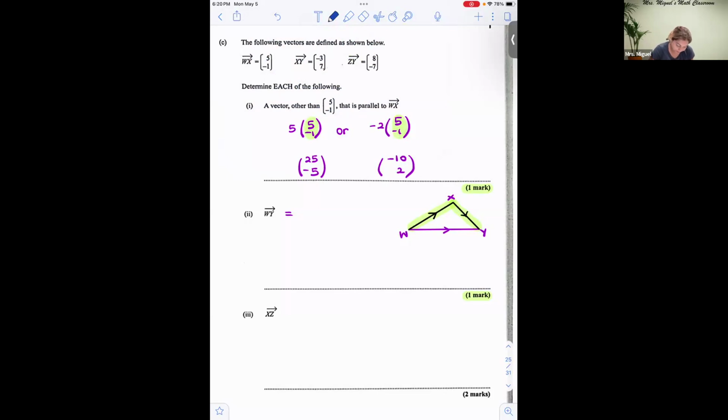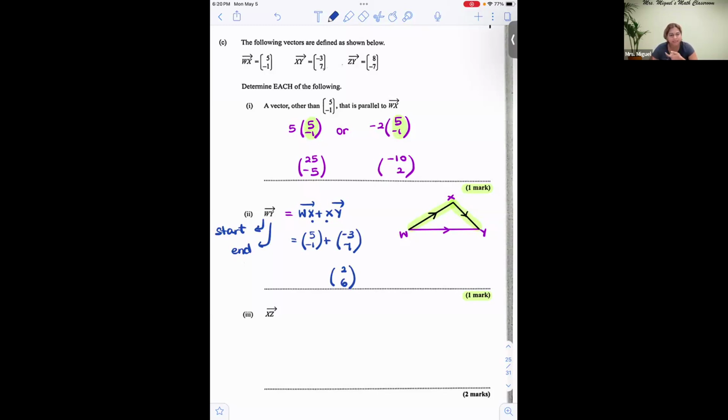So what you're supposed to have, your starting point is W. So you will go from W to X, and then you will go from X to Y. Remember, this is my start, and this is my end, and this has to be the same. So we will get 5, -1, plus -3, 7. So 5 minus 3 is 2, and -1 plus 7 is the same as 7 minus 1, which is 6. So we were supposed to do that.